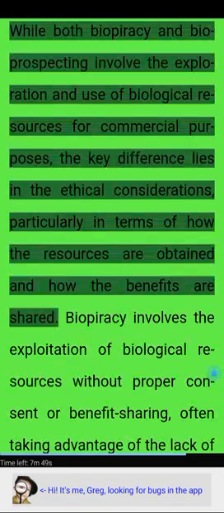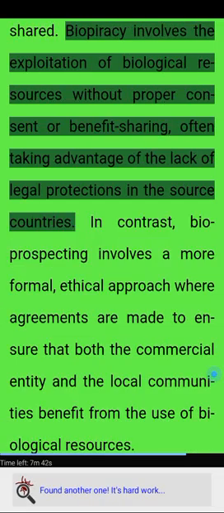Biopiracy versus bioprospecting. While both biopiracy and bioprospecting involve the exploration and use of biological resources for commercial purposes, the key difference lies in the ethical considerations, particularly in terms of how the resources are obtained and how the benefits are shared. Biopiracy involves the exploitation of biological resources without proper consent or benefit sharing, often taking advantage of the lack of legal protections in the source countries.